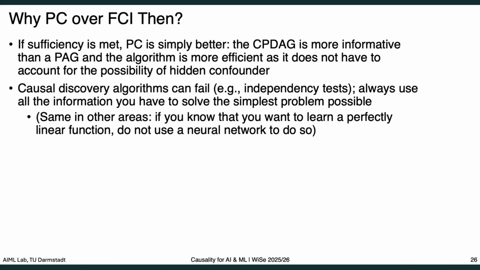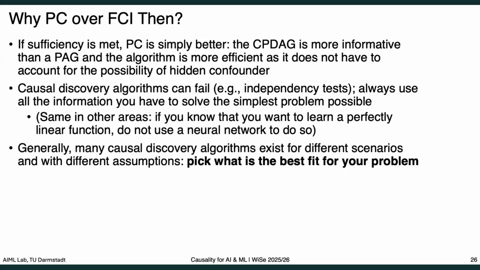Maybe one machine learning analogy would be, if you want to approximate a function, but you know for sure this function is linear, why would you train a neural network instead of just mapping a linear function? Same thing here. If we know sufficiency is met, go with the simpler approach. This will be more reliable. This will be better. However, if we don't know it's true, obviously then PC might just be false. So then we use FCI, the more complex model. But that's why both have a right to exist. And again, generally pick what is the best fit for your problem. There are so many causal discovery methods, many more than I will talk about today. So if you actually want to apply something, doing some literature research is definitely worth it.